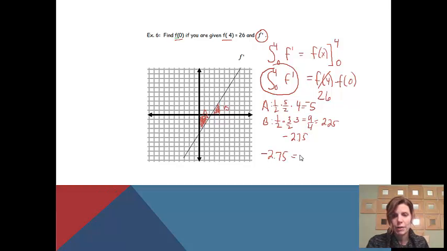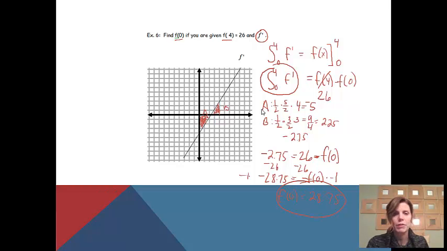I found out that f of 4 is equal to 26 because they gave that to me, and then I have minus f of 0. I want to find f of 0, so I'm going to subtract 26 from both sides. So I'm going to have negative 28.75, and that's going to equal negative f of 0. And then if I just want f of 0, we'll multiply both sides by negative 1. So we should end up getting f of 0 is equal to positive 28.75.